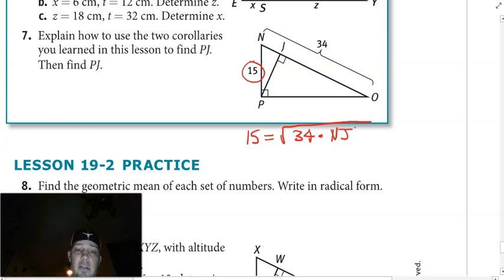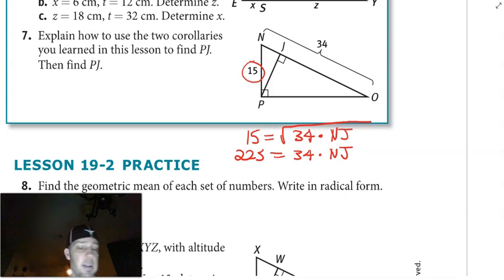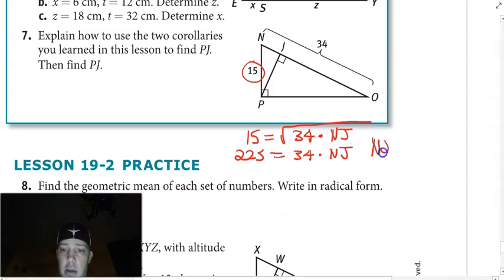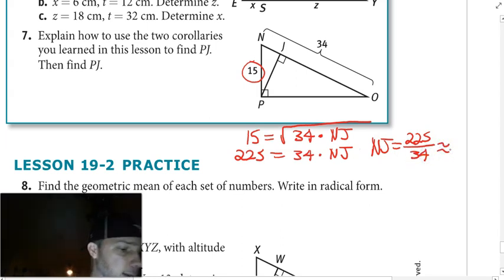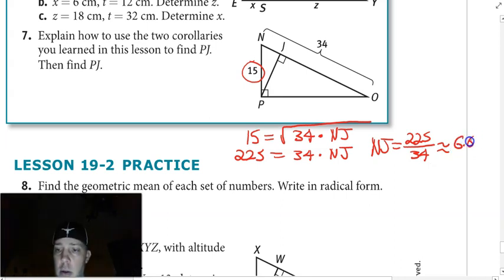So let's go ahead and solve that one. Square both sides. And then divide both sides by 34. All right, and on this one, the exact answer, I'm going to leave as 225 over 34. So NJ is 225 over 34. And the approximate answer I got was about 6.62. But because I'm going to use it again, I'll use the exact answer here as opposed to plugging in the approximate answer with rounding. So we get about 6.62.